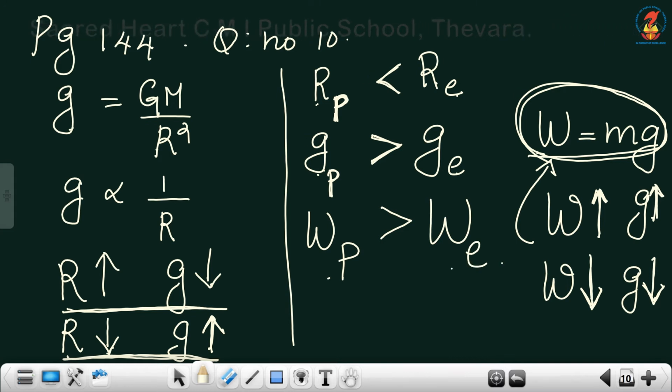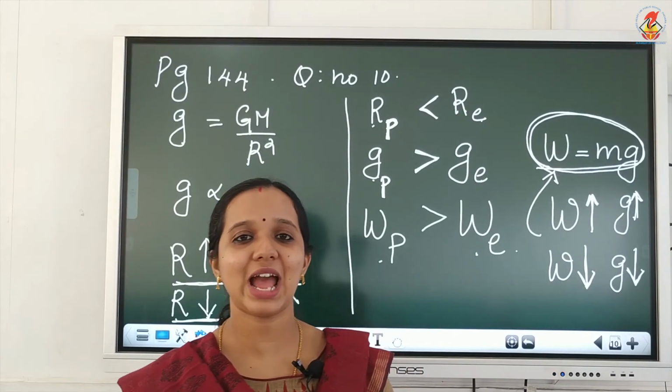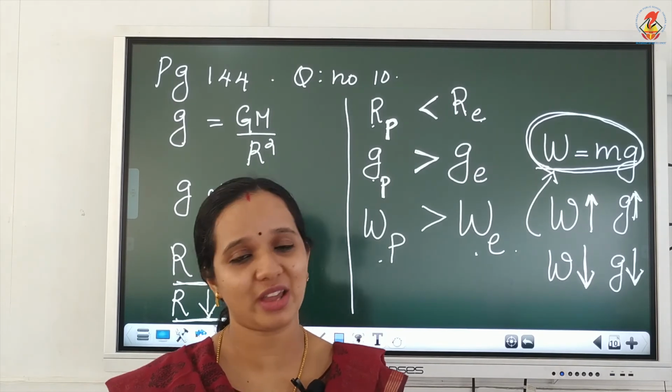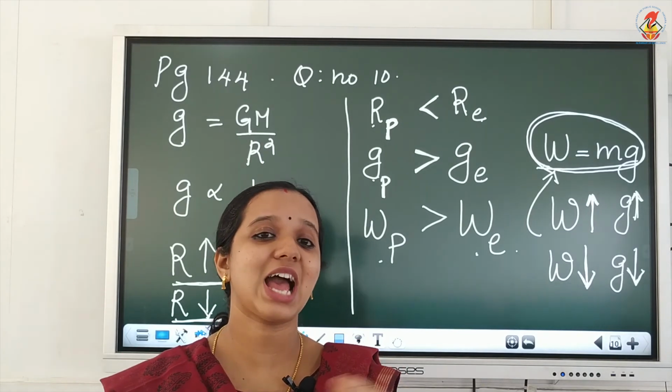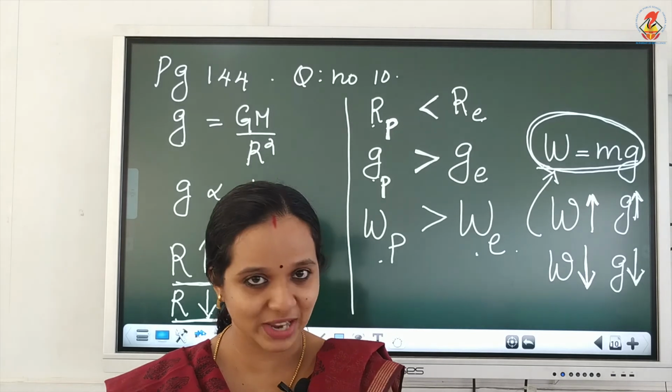So, there is a difference in weight at the poles and at the equator. At the poles, the weight of the object seems to be greater than at the equator. So, according to the question, the friend won't agree because he bought the gold from the poles and he is handing over the gold to a friend who is at the equator.